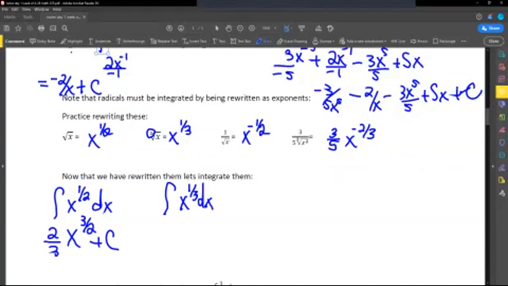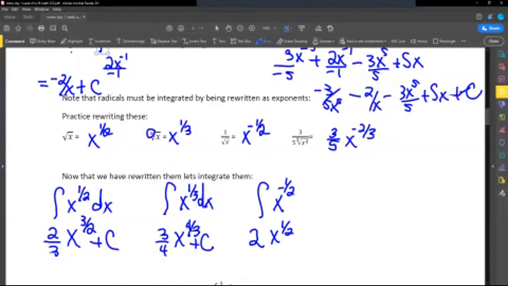So if you're going to add 1 to it, 1/3 plus 3/3 is 4/3. And again, you can type it in a calculator if you need to. Divide by 4/3 is the same as multiplying by 3/4. So just go ahead and take the reciprocal and multiply. All right, to integrate x to the negative 1/2, raise it by 1. So negative 1/2 plus 1 is 1/2. Dividing by 1/2 is the same as multiplying by 2 over 1. So that's multiplying by 2.